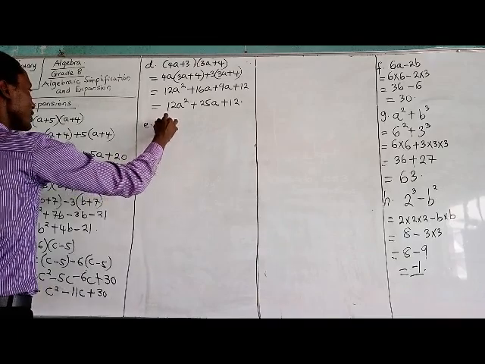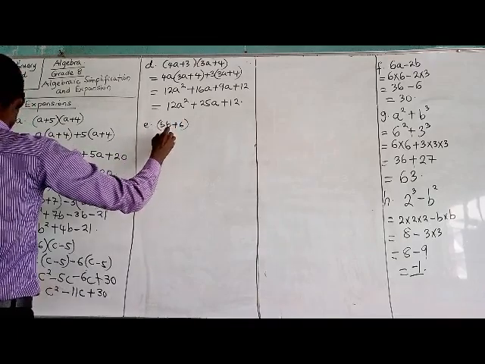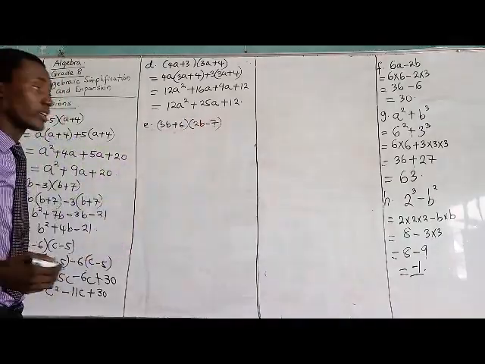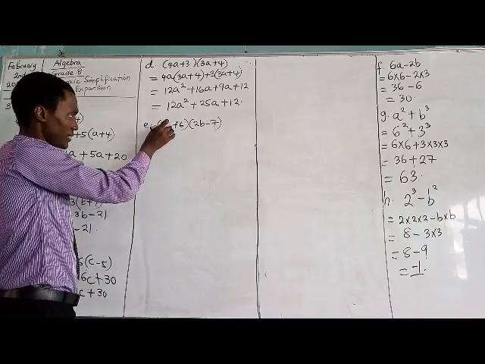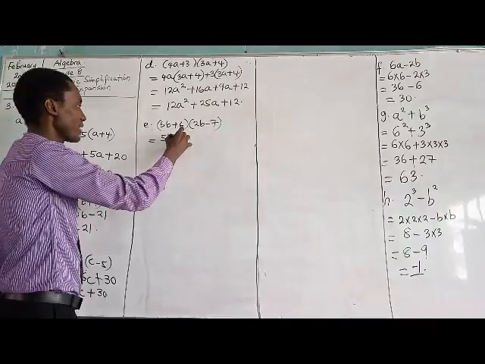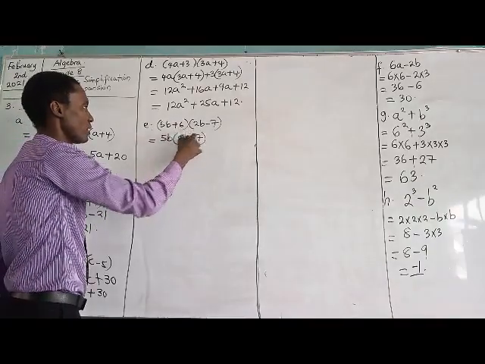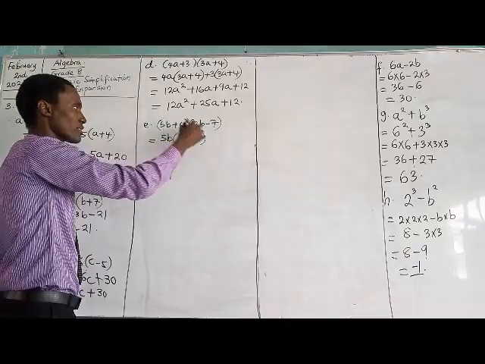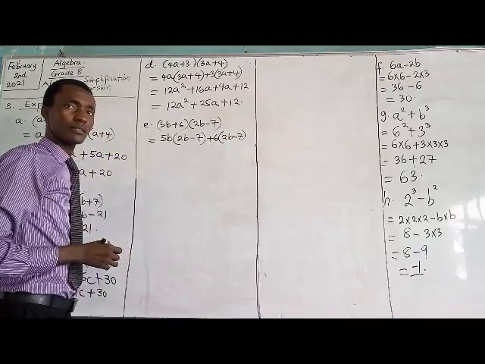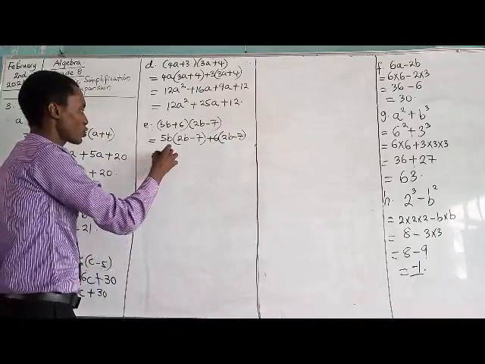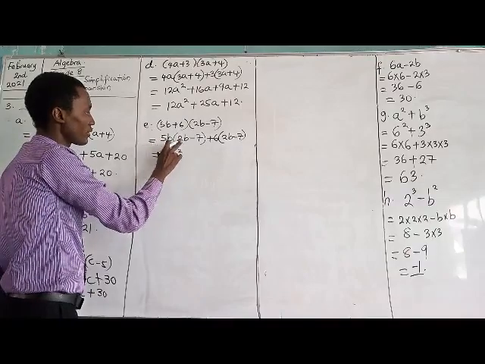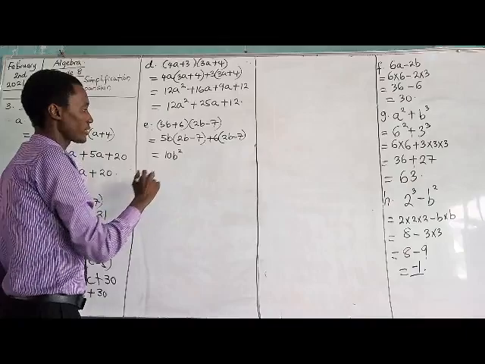Question E says 5b plus 6 into 2b minus 7. The principles are still the same. Take the element, multiply it by the second bracket. Take the second element of the first, multiply by the second bracket. And then what do you have? This will be what? 10b squared.